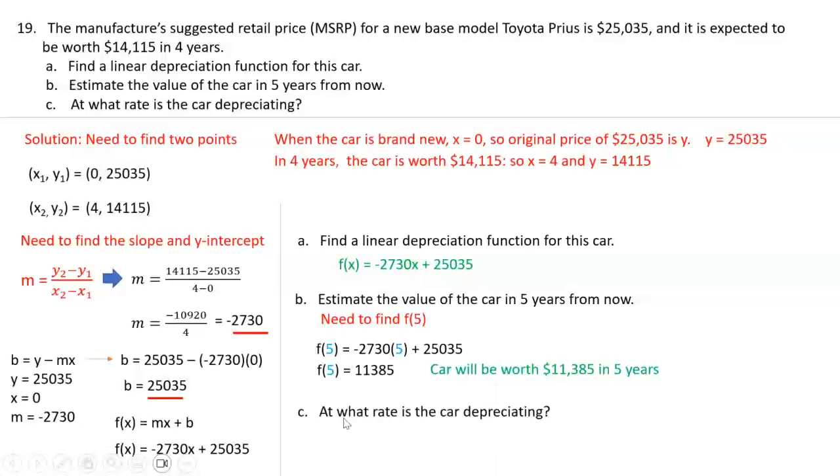Now for part C, it's saying at what rate is a car depreciating? Here's where a lot of students make a common mistake. This means what is my slope? But if you notice the word depreciating, it already means that it's going to be negative. So you don't have to put negative. You say that it's depreciating at $2,730 per year, because the depreciation means it's already negative. And a common mistake that students make, like I repeat, is they put negative $2,730, which is not correct. You have to put positive, because since they're depreciating, it means that it's negative. Okay.